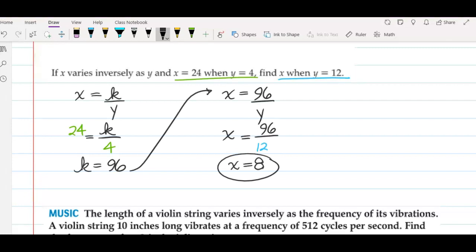Hopefully you found that x equals 8. Now, one thing I want to point out, you have to list your variables in the same order that you see them here to make sure you get the right answer. So in our given information, x varies, you could kind of think of that as the equals sign. And then inversely means we want to use division with k and y.